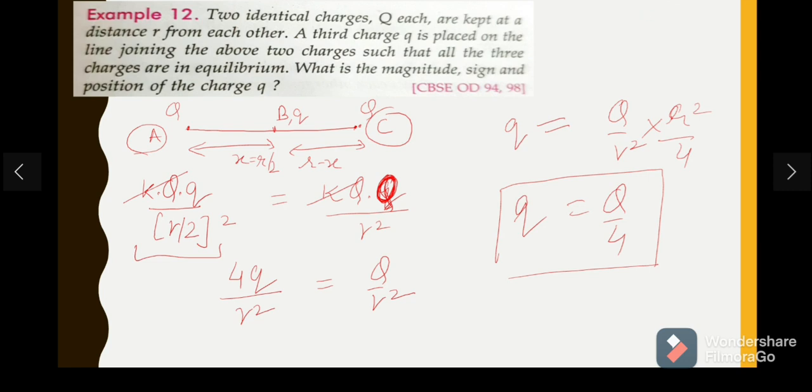Fine. So with this question I have tried to take up different types of questions which might be asked pertaining to Coulomb's law. You can practice similar questions which I will be giving on the next slide.